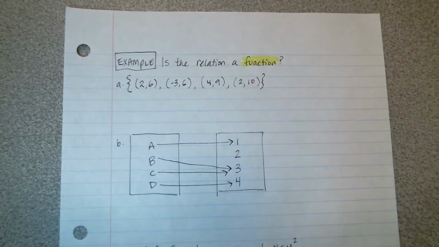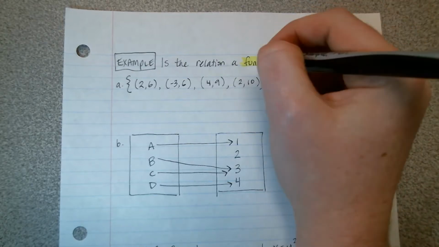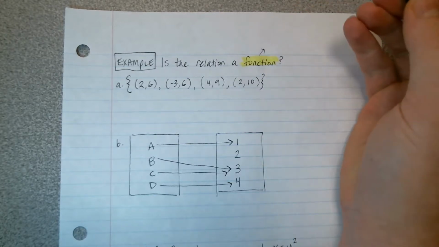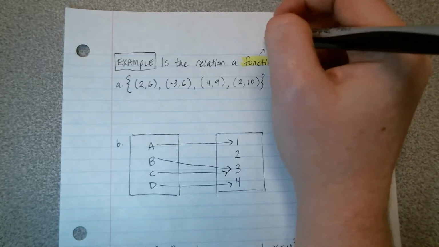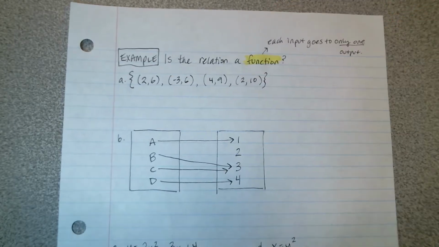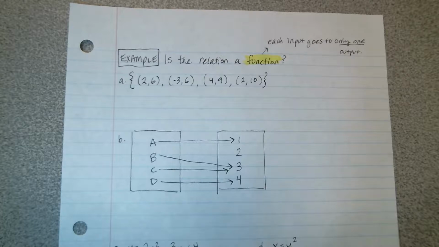Each input goes to only one output. And in this case, we usually use X for input and Y for output. However, sometimes that can change. So just be aware of what is representing your input variable and what is representing the output. Okay, so relations can be represented in a variety of ways.